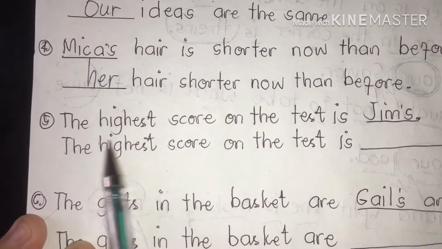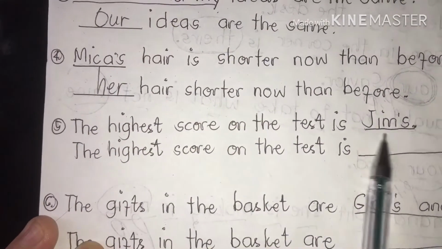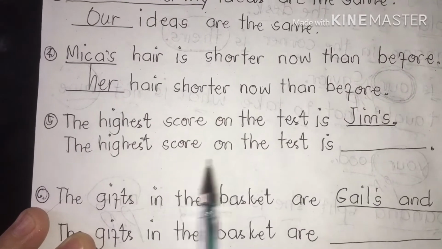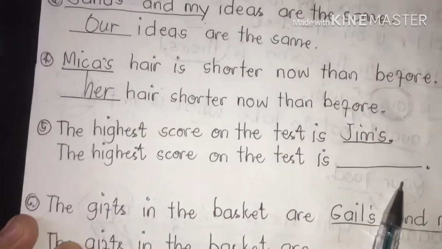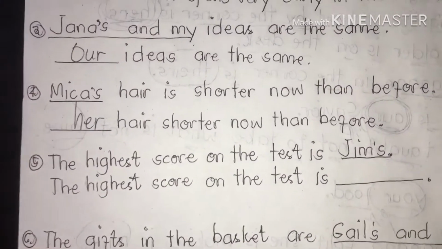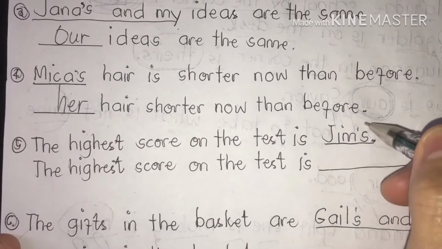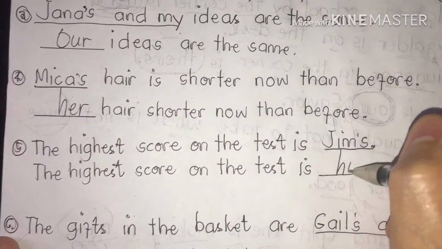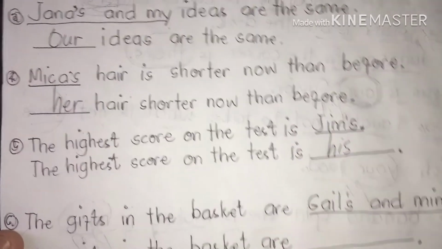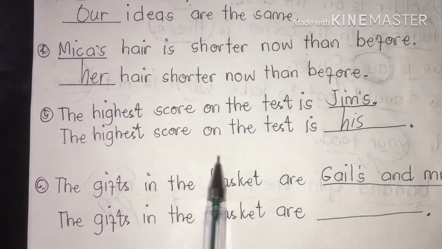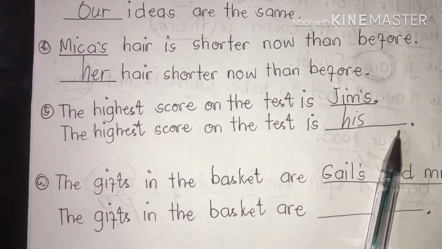Okay, next. The high score on the test is Jim's. The high score on the test is blank. That means to say, referring to James, James is a boy. Okay, so we're going to change James and substitute his. The high score on the test is his.